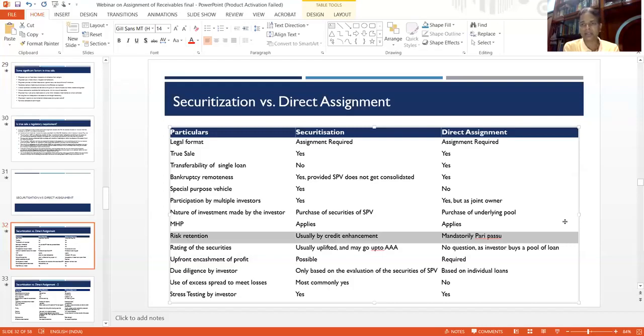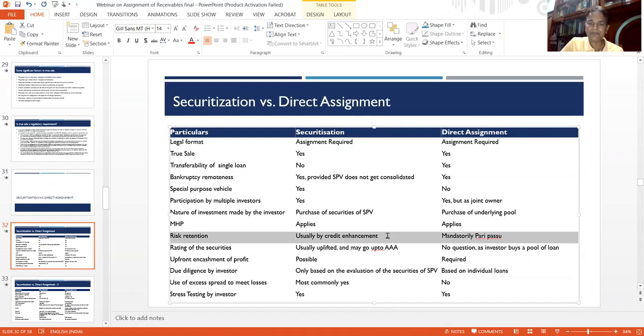So there's a 90-10 transaction. 90% receivables come to you, 10% receivables are held back with the originator. That has to be pari passu. There is no way by which the assigner can provide credit enhancements in case of a DA transaction.